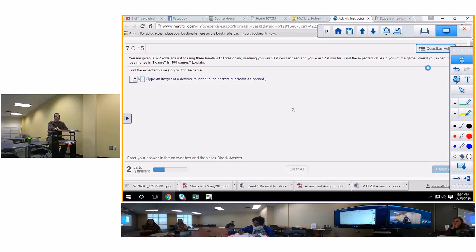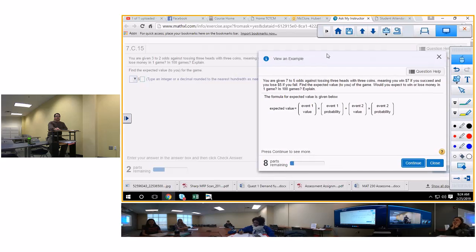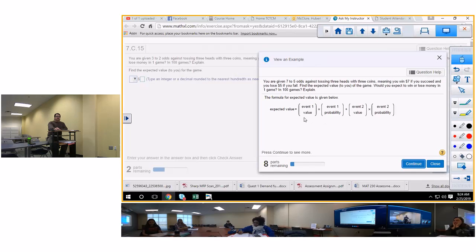Let's look at an example. So there it is. This is like a life insurance policy. So write that down. There it is. Expected value: the event value times the probability of the event, plus the event value times the probability of the second event.